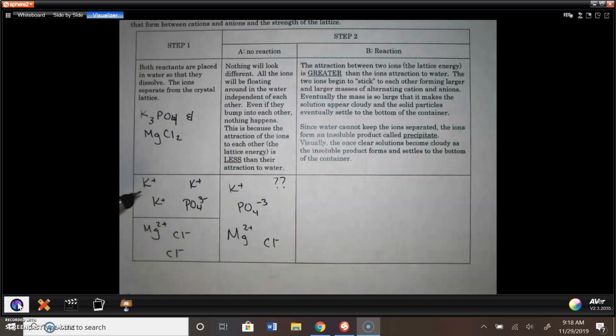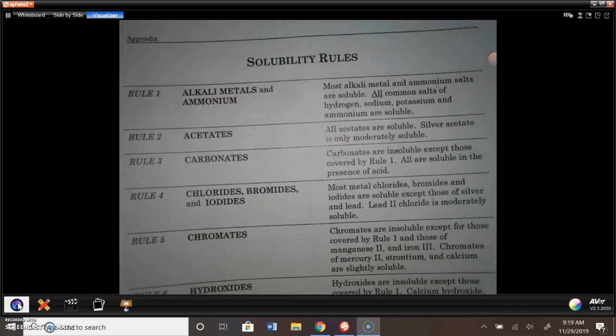So what we need to do is think about what will happen. If I have potassium, we already know that I can separate it from phosphate because that's how it started out. It started out dissolved in water. Are potassium and magnesium ever going to be attracted to each other? Hopefully you say no, because they're both cations. Why would they be? So the only other question is, will potassium be attracted to chloride strongly enough to form a precipitate? So once again, we're going to get out our solubility rules.